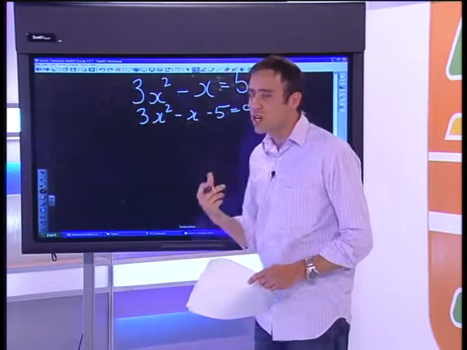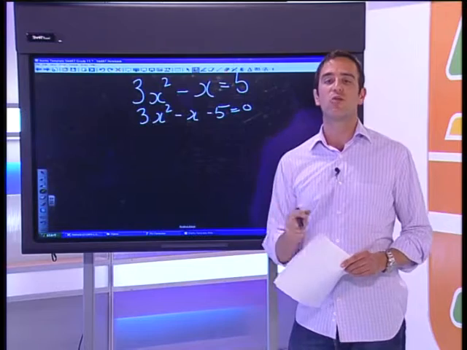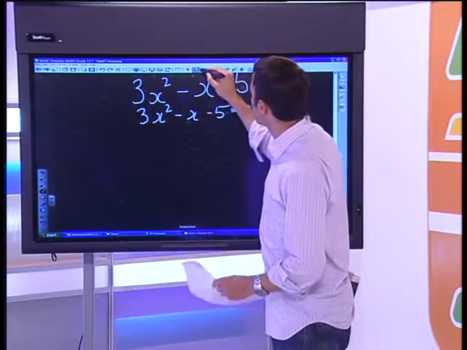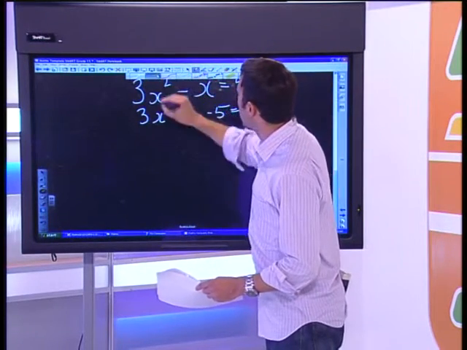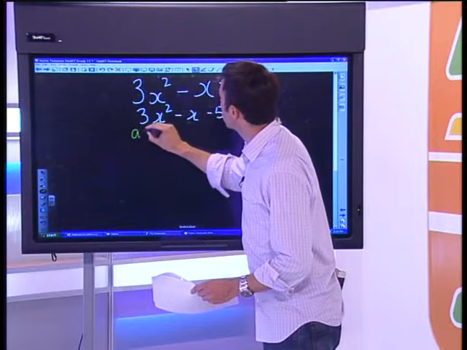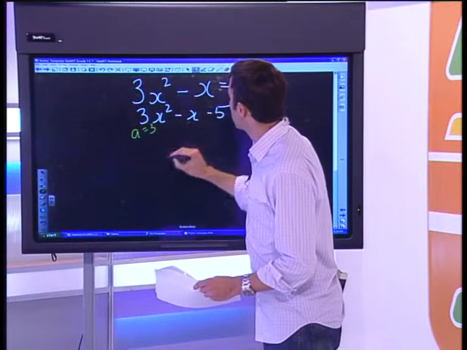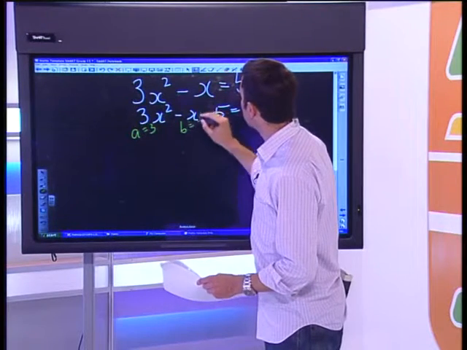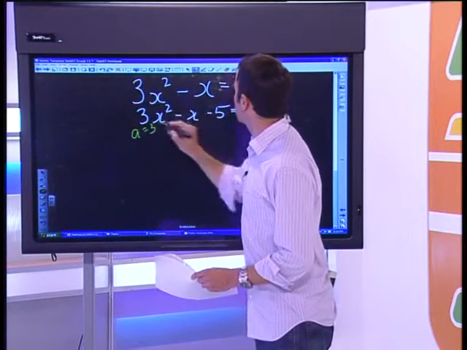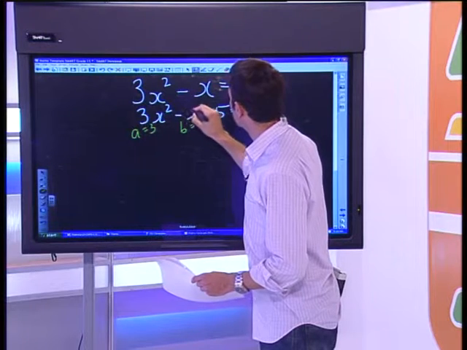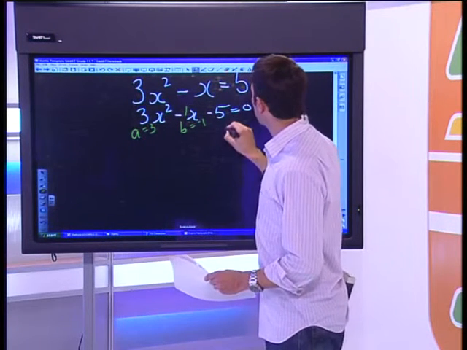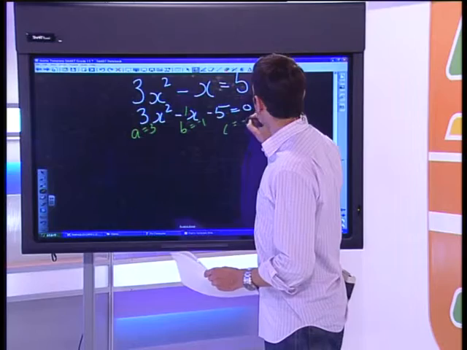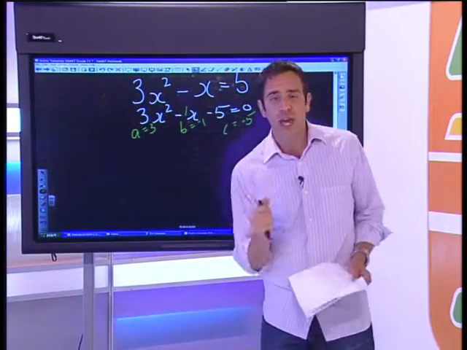And this really, really looks like one of our standard form trinomials. Okay? I hope you can all see, what do I have here? I've got a equals 3. That's this number here. I've got b equals minus 1. That's the number in front of the x. Let's see if we can neaten that up a little bit. b is equal to minus 1. So there's an invisible 1 in there. And of course my c value is equal to minus 5. Okay, you should all be able to do that.